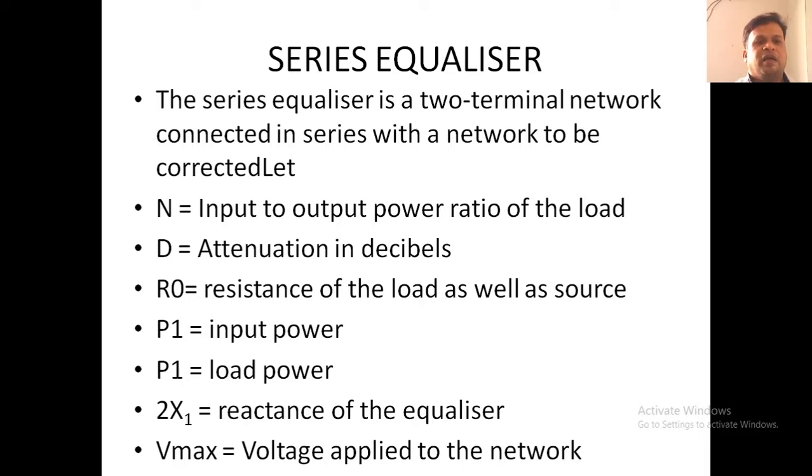Let N is equal to the input to output power ratio of the load, D is equal to attenuation in decibels, R0 is equal to resistance of load as well as source. P1 is the input power and P2 is the load power. Let 2X1 be the reactance of the equalizer and Vmax is equal to the voltage applied to the network.